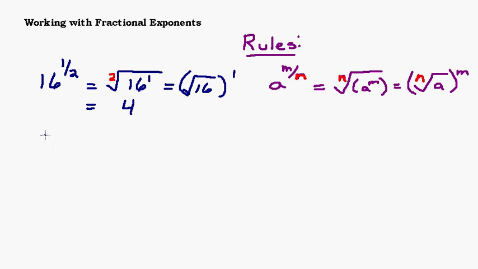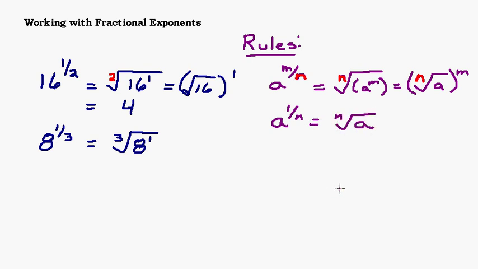Similarly, something to the 1/3 power is equivalent to the cube root of that thing, and it'd just be 8 to the first. We could write a separate little rule where instead of the m we have a 1: something that's to the 1 over n is just the nth root of that number. Notice this is just a special case of the rule that we did at the beginning where m is 1, because taking something to the first power doesn't change it. So the cube root of 8 is 2.